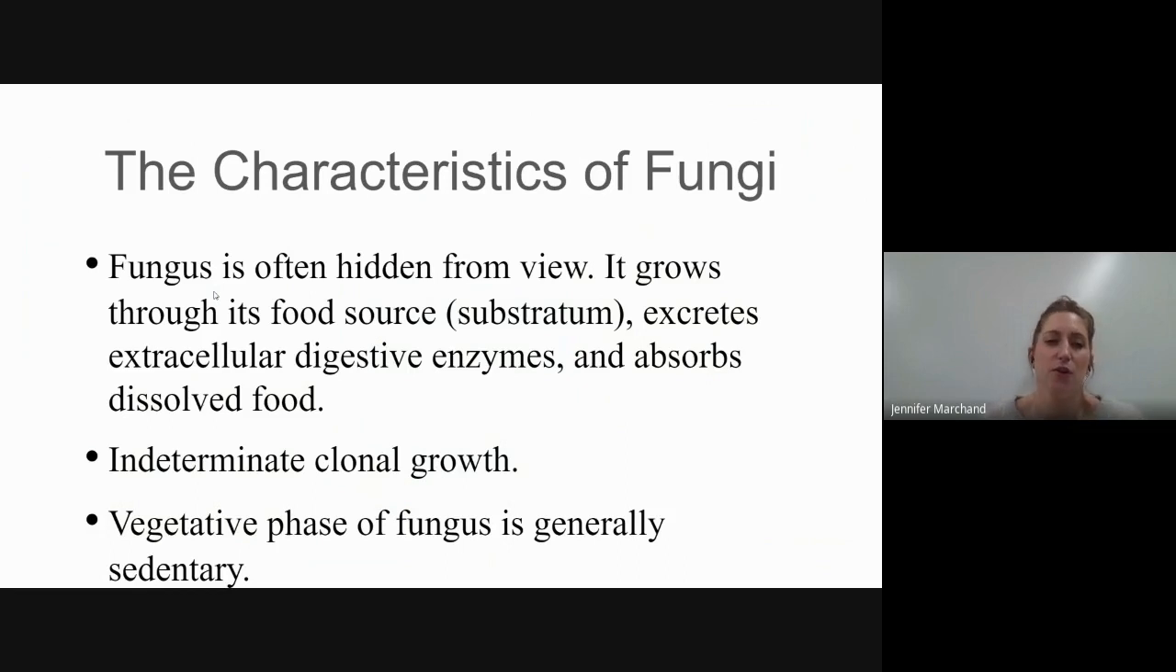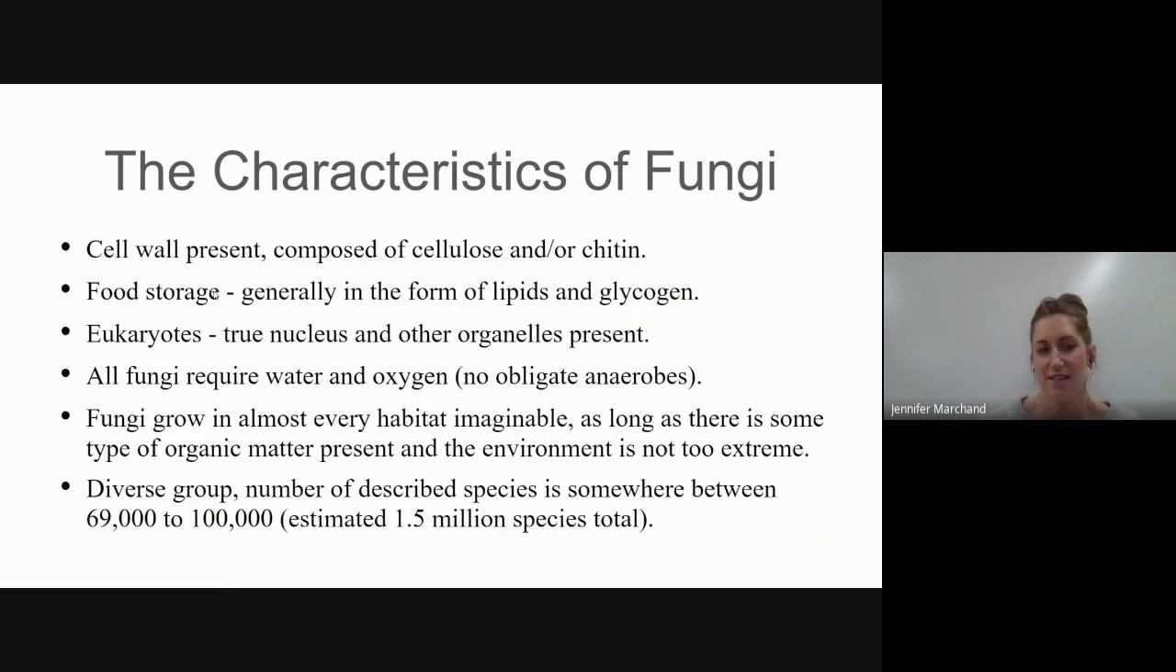Fungus is often hidden from view. It grows through its food source, and then it secretes extracellular digestive enzymes and absorbs and dissolves food. It has indeterminate colonial growth. The vegetative phase of fungi is generally sedentary. It doesn't move once it's to where it needs to go. Okay? It has a cell wall. Its food storage is generally in the form of lipids and glycogen. It is a eukaryote. We knew that, but just in case you didn't, it is a eukaryote. All fungi require oxygen and water, hence why they're so closely related to animals. Okay, there are no anaerobic fungi.